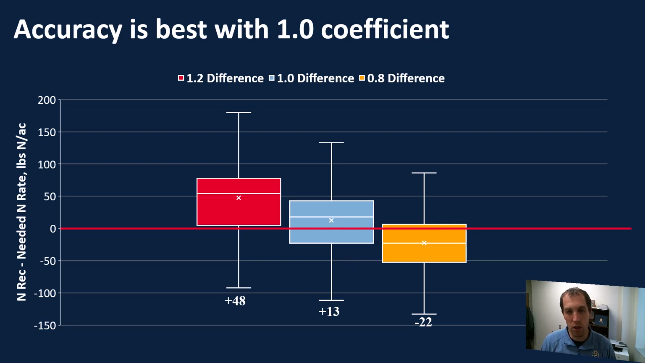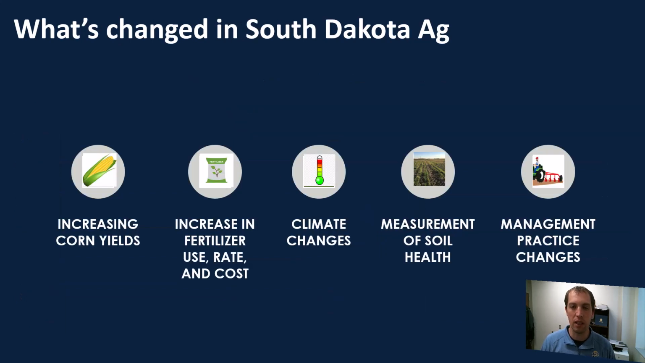So the next question is, why are we seeing changes in South Dakota? And a lot of the reasons you can see here on this graphic. We're seeing an increase in corn yields. We are seeing an increase in fertilizer rates as well. Our climate in South Dakota is changing quite a bit. Our management is changing. We've gone a lot from tilled practices to no-till. Our rainfall is a little bit more sporadic.